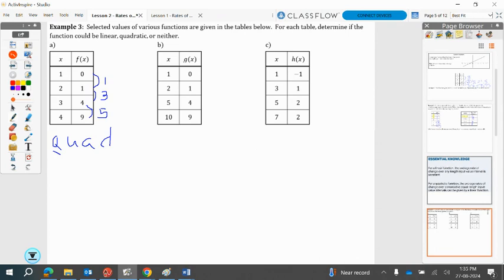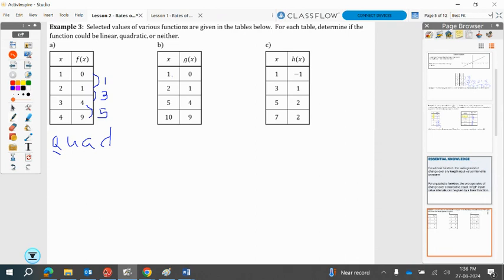The reason it's quadratic is that you have a constant rate of change of the average rates of change over consecutive interval values of equal input length size. They form a linear pattern. Okay, let's have a look at the next one.